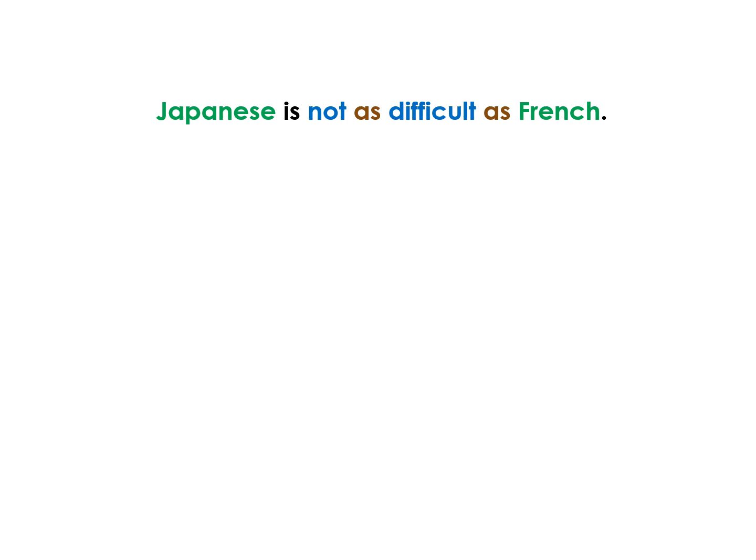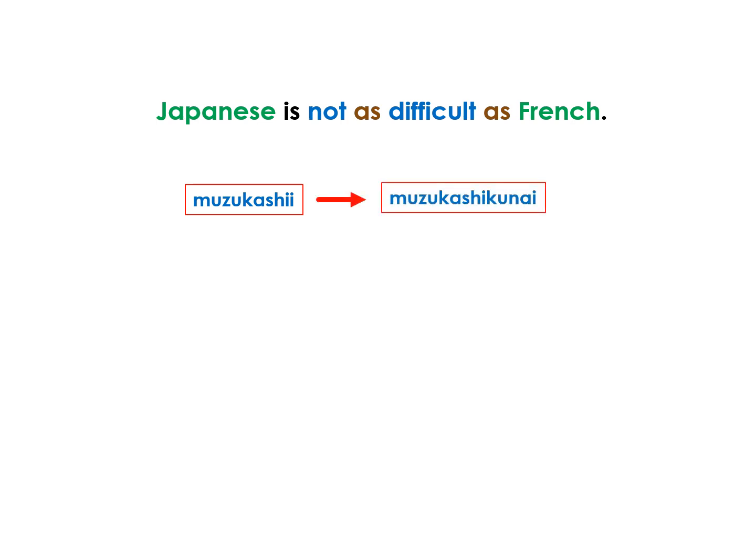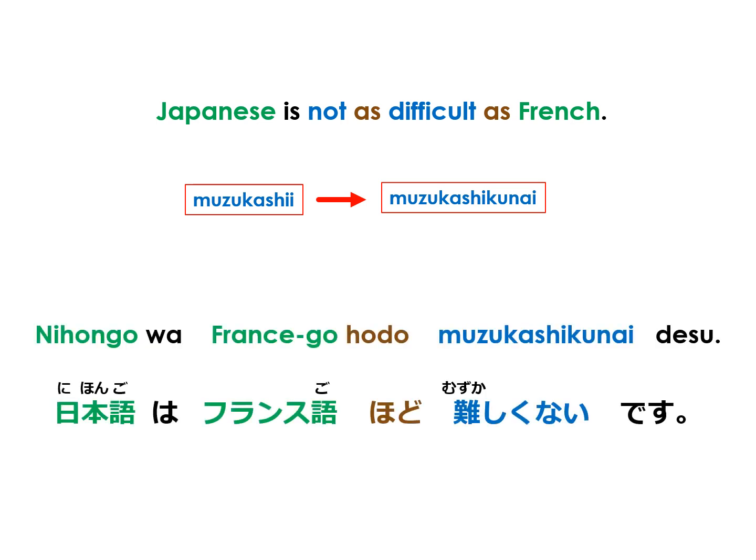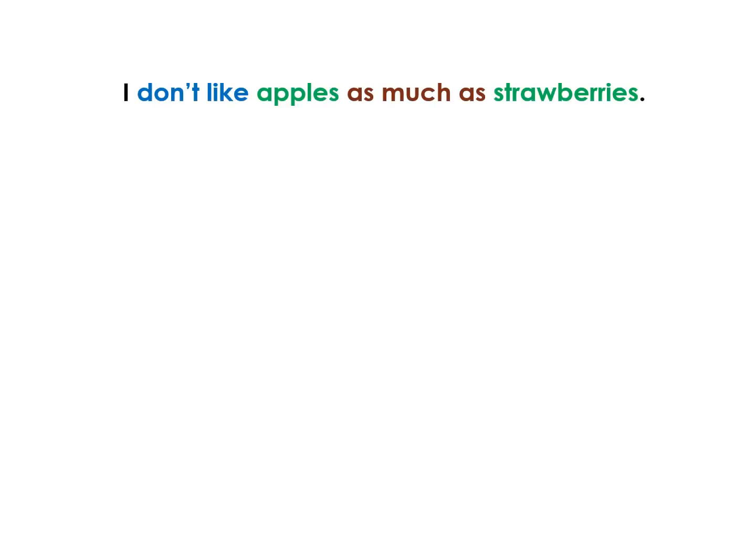Another example, Japanese is not as difficult as French. Japanese language is Nihongo. French language is Furansugo. The adjective difficult is 難しい, and its negative conjugation, meaning not difficult, is 難しくない. The whole sentence in Japanese is 日本語はフランス語ほど難しくないです.